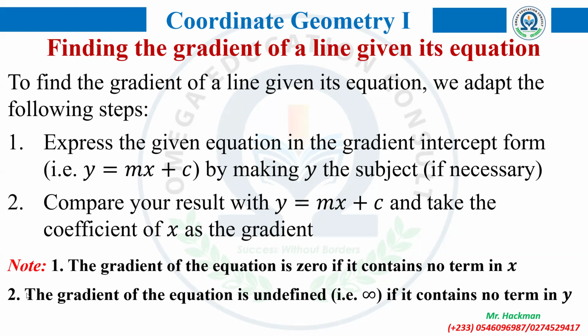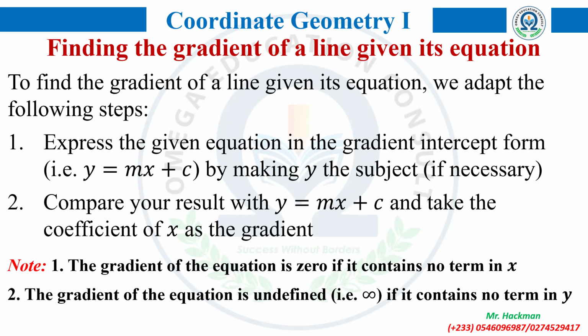Now take note of this. We said we have to take the coefficient of x as the gradient, and you have to make y the subject. But in certain special situations, you won't get a term in y. And in certain equations too, you won't get a term in x. So if there is no term in y, how do you make y the subject? How do I find the gradient? And if there is no term in x, how do I get the coefficient of x? There is no x term, so how do I determine it?